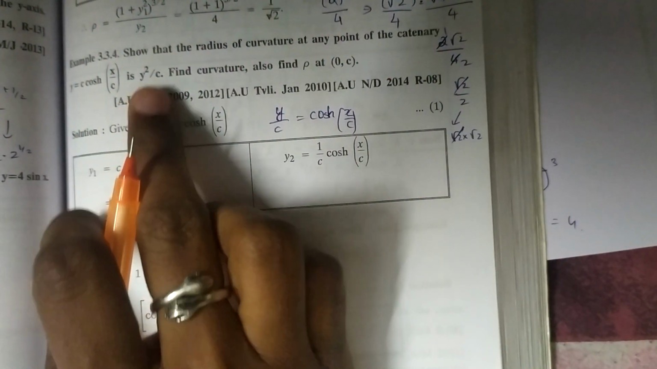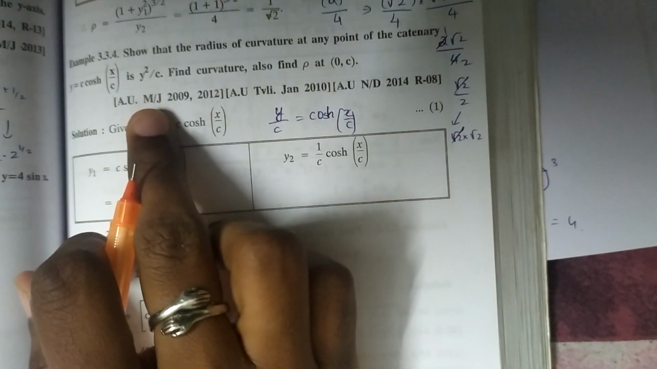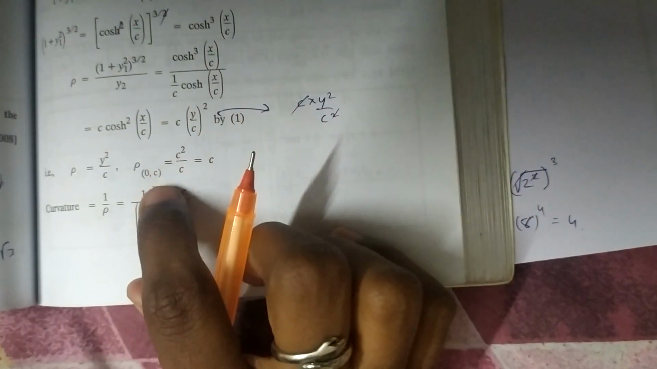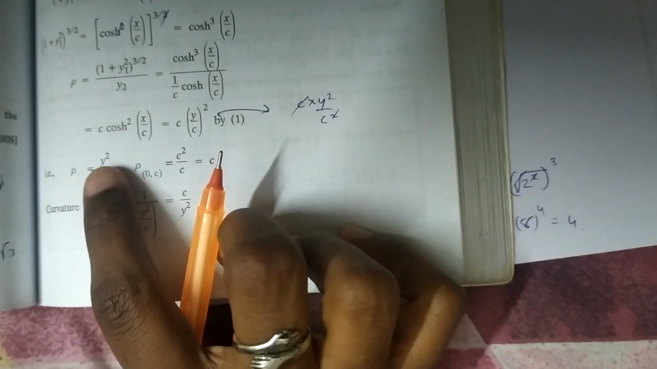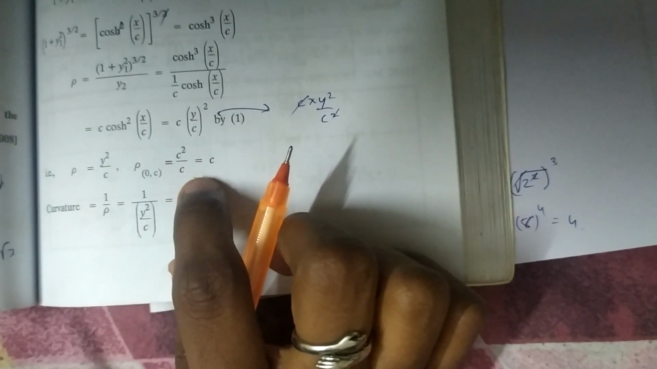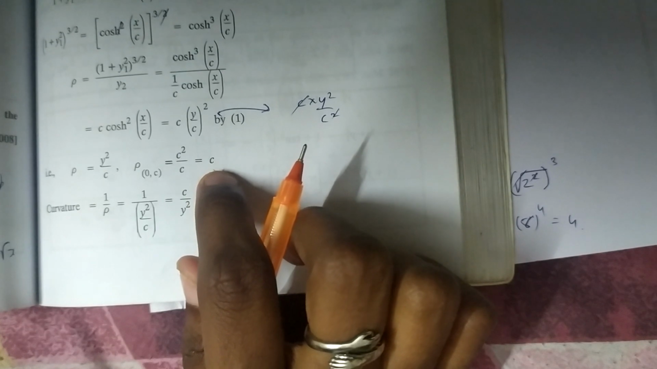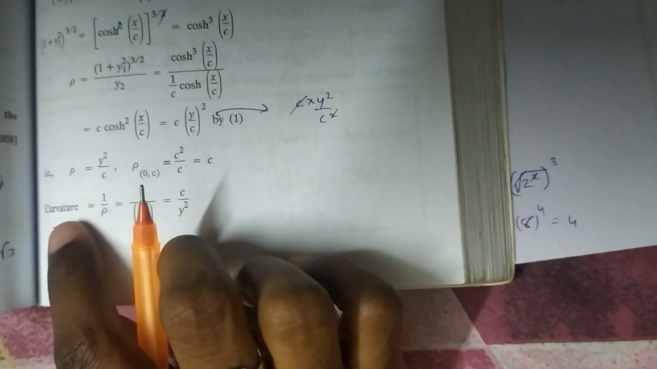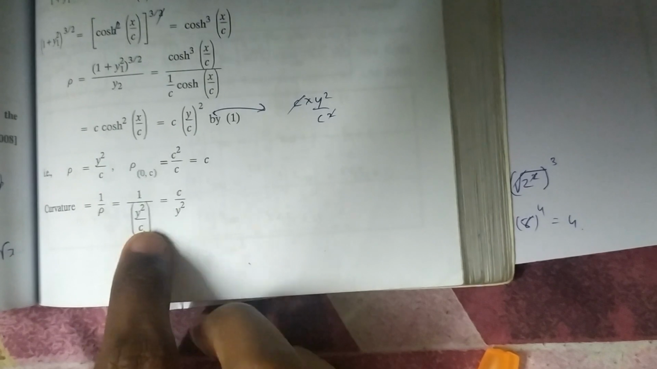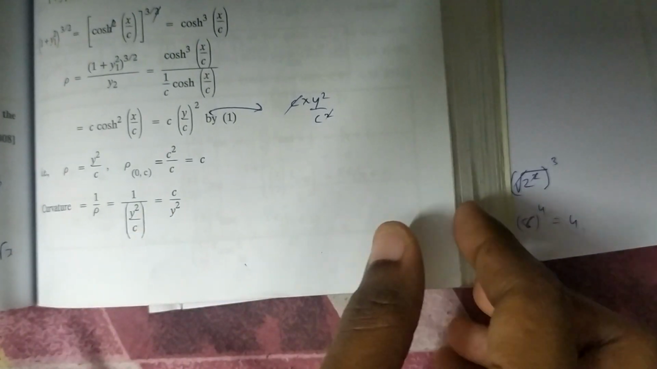So actually we need to prove this y square by c, and then we are asked to find the rho value at (0, c). So I have to substitute c instead of y. So you will be getting c square by c. C will get cancelled. You will get c. Then curvature is just the reciprocal of this radius of curvature. So curvature is equal to 1 by rho, which is 1 by y square by c. If you reciprocate it, you will get the curvature value as c divided by y square.